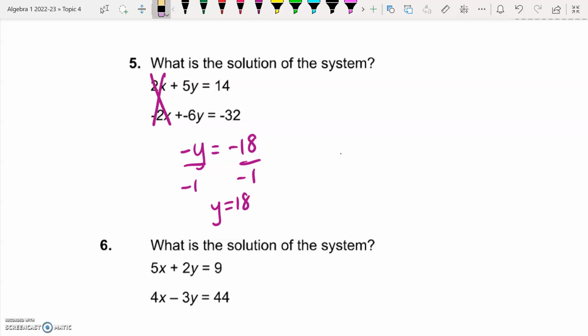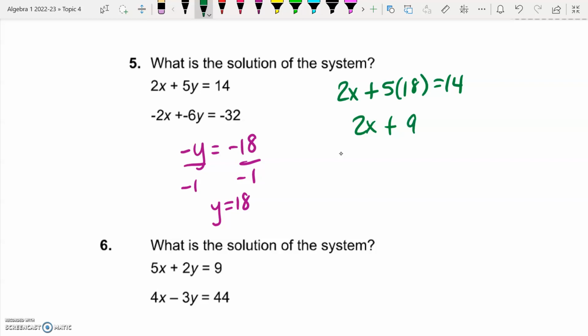So then I'm going to take that and sub it into one of the equations. To me, the top one's a little bit easier than the bottom one, but it doesn't matter which one you plug it into. And when I say plug it in, I'm plugging it in for the y because that's what I solved for first. So I get 2x plus 5 times 18, which gives me 90.